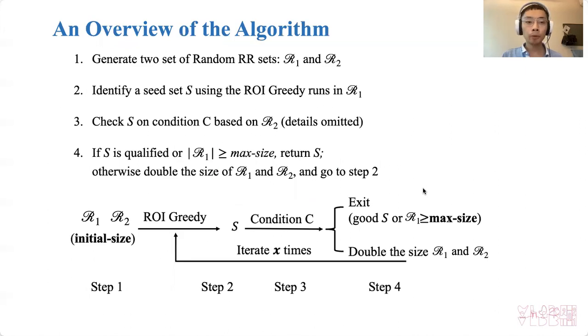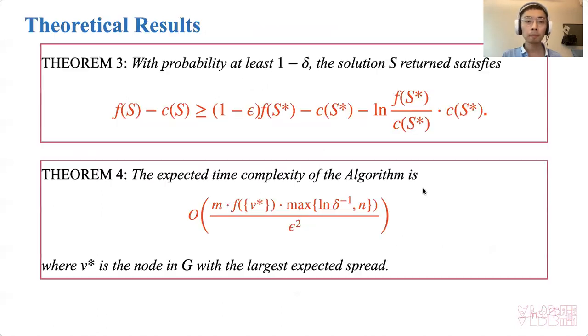The following is an overview of the algorithm. We first generate two sets of RR sets, R1 and R2. Then we identify a seed set S using our greedy run on R1. After that, we check S on condition C based on R2. For simplicity, we omit the details about condition C here. Finally, if S is qualified or the size of R1 is larger than the maximum size, we return S. Otherwise, we double the size of R1 and R2 and then go to step 2.